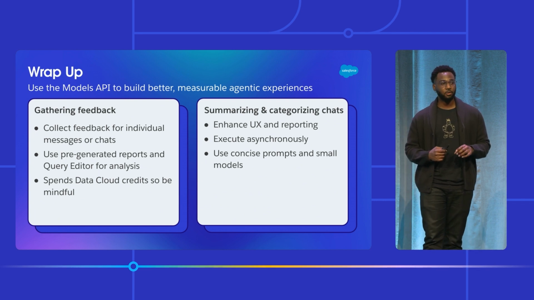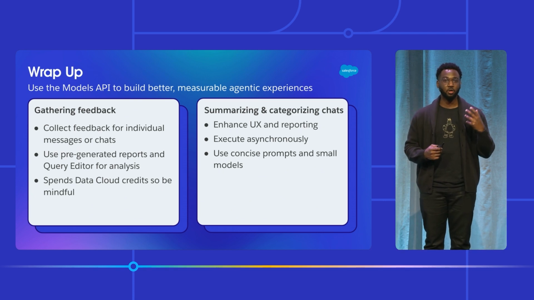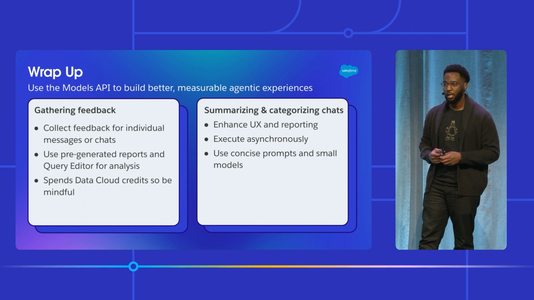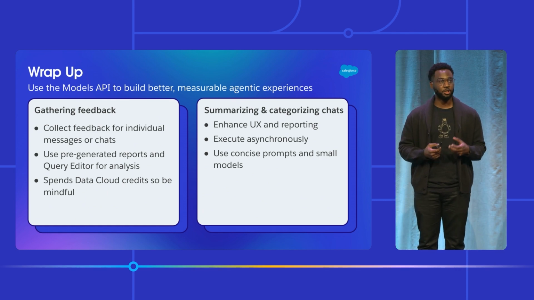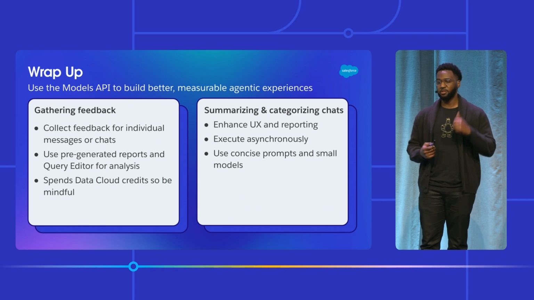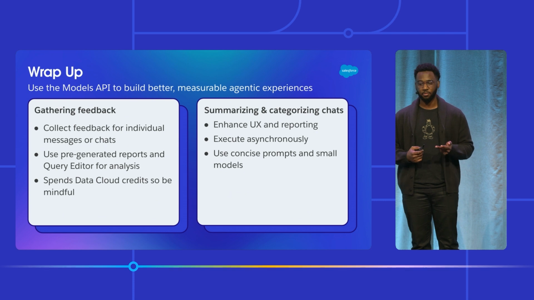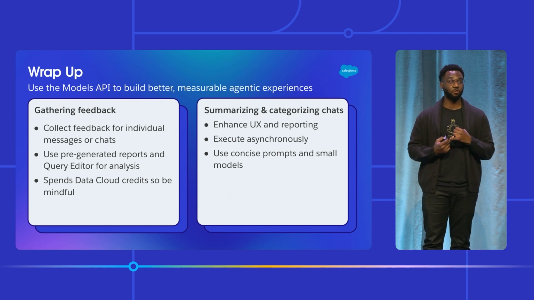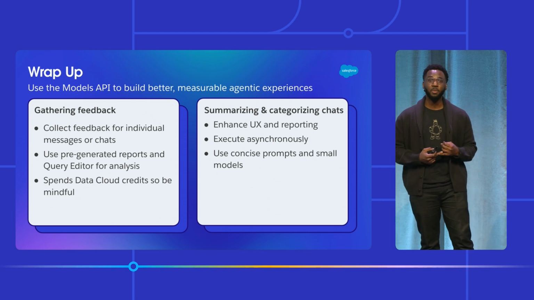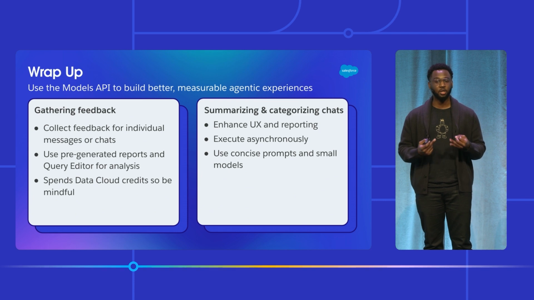One thing I want to call out, this does use Data Cloud credits, so do be mindful of your configuration and setup. As far as enrichment goes, you can use the Generations API to create summaries and categories and even sentiment of chats. This allows you to enhance your user experience so that those chats are searchable and named, but it also makes it easier to report and analyze on that feedback that you're collecting.